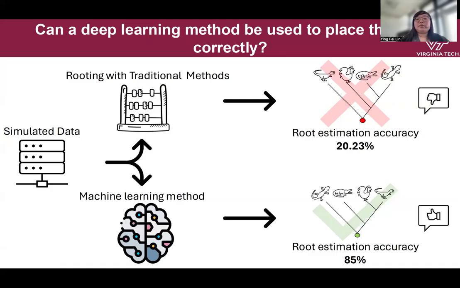How well does it work? Across all tasks, the accuracy was always above 85%. Under the same settings, a classical baseline was around 20%, worse than random guessing. This tells us that deep learning could become a practical tool that is faster and more accurate than other traditional methods. So again, why is root inference important?